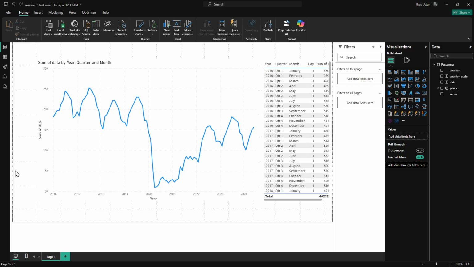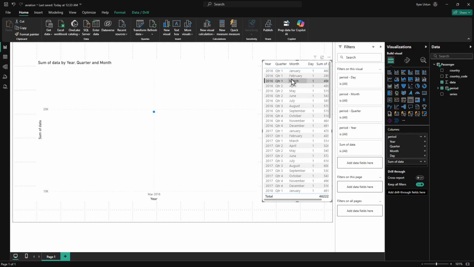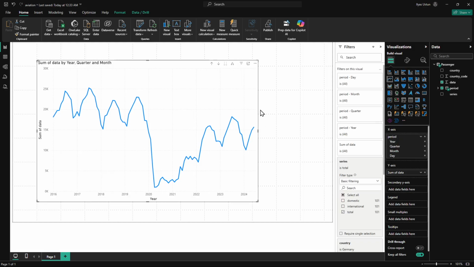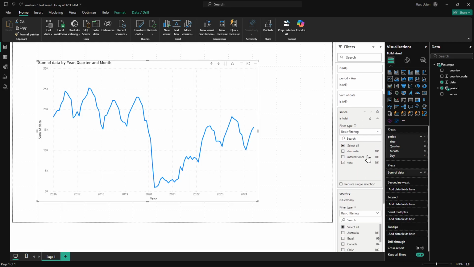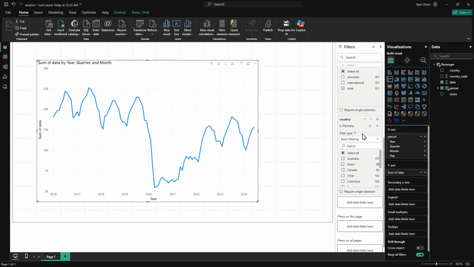All right, let's continue our analysis here. Let me delete this one. Okay, so last time we plotted this time series graph here, the line chart. And because we had domestic, international, and total, we also put a filter here, another filter for the country because we have so many countries.